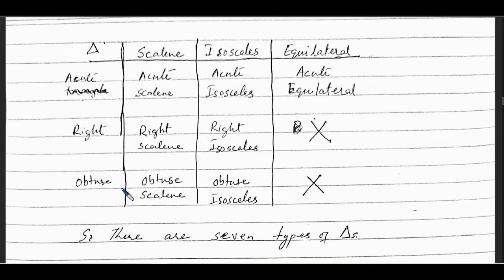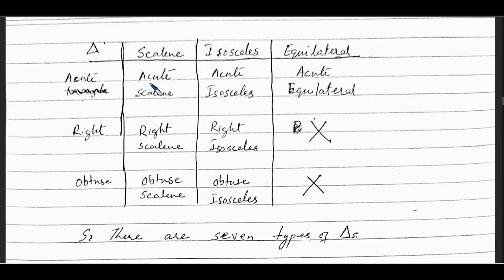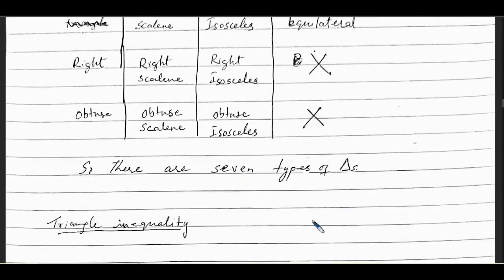Similarly, you cannot have obtuse and equilateral. If an angle is more than 90 degrees, then one of the lengths will be greater than the other two sides, so you cannot have an obtuse equilateral also. So how many types of triangles are there? 1, 2, 3, 4, 5, 6, 7. So there are 7 types of triangles.